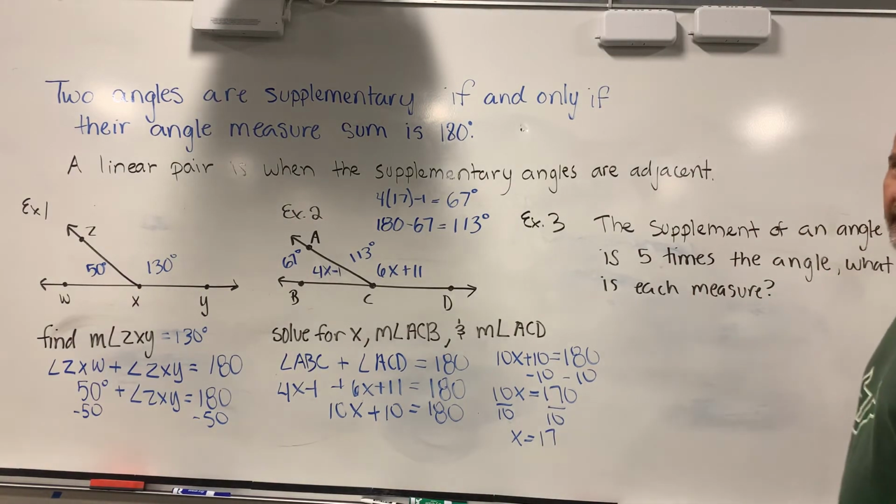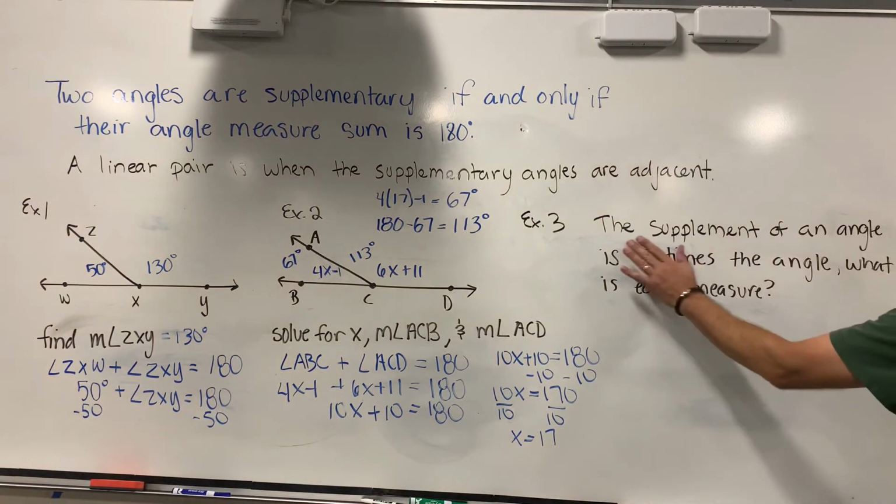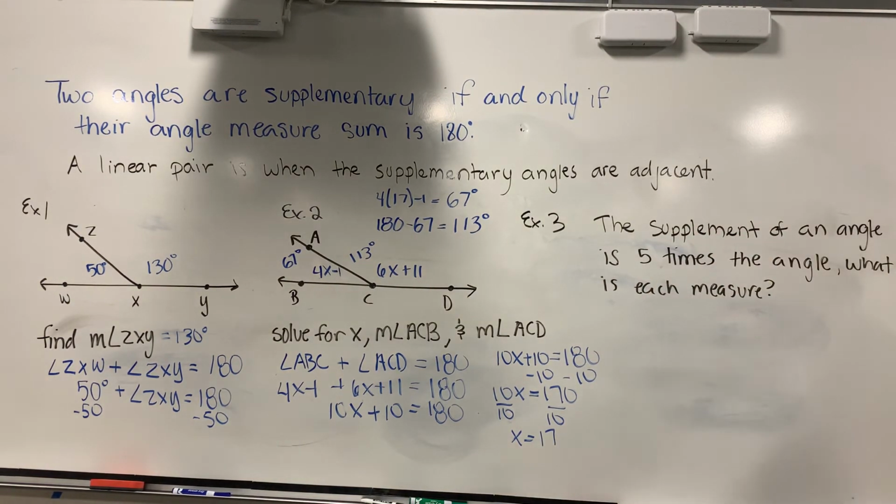All right, our last question. The supplement of an angle is 5 times the angle. Well, we covered this in our last video. I don't know what the angle is, but I do know that I'm talking about supplementary, which means 2 items, and what do those 2 items have to do? Make 180. So let's figure this out.